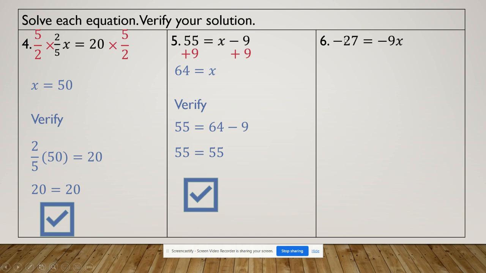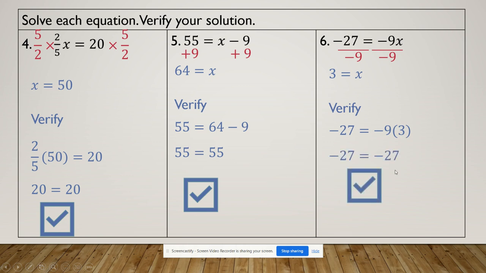For number 6, I have negative 27 is equal to negative 9x. What we're going to do here is divide both sides by negative 9 to get x by itself. Negative 27 divided by negative 9 is 3. 3 is equal to x. Let's verify that and plug it in. Negative 27 equals negative 9 times 3. Of course, we know negative 9 times 3 is negative 27, and this is a true solution.